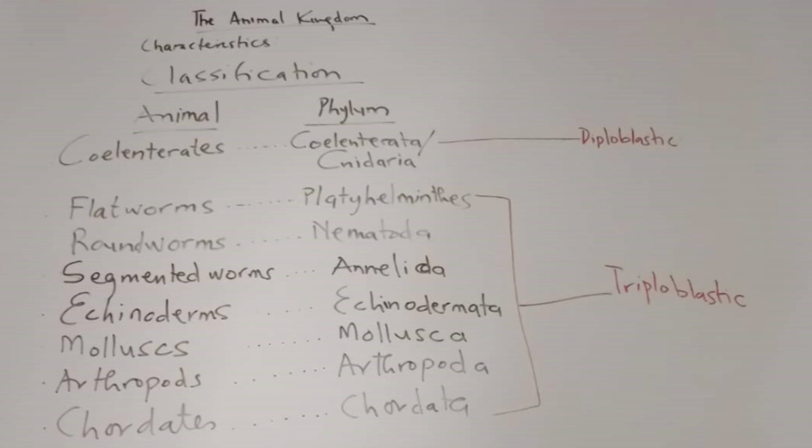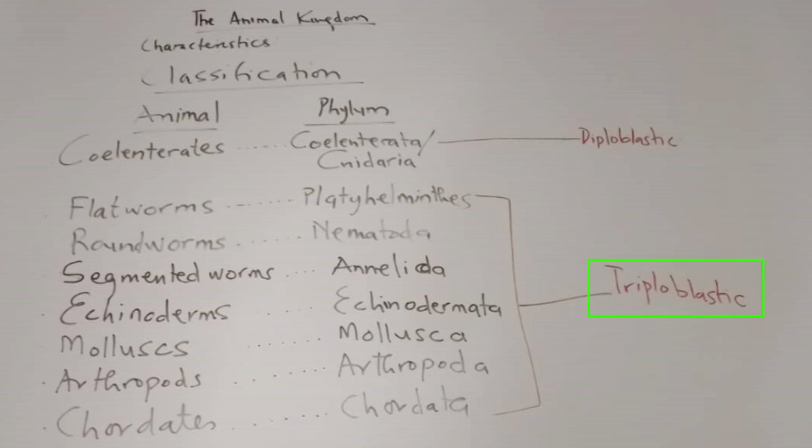Now, animals can also be divided into two major groups. You have diploblastic ones, and we will explain what diploblastic means very soon. The diploblastic ones are the Coelenterates. Then all the other animals are triploblastic.